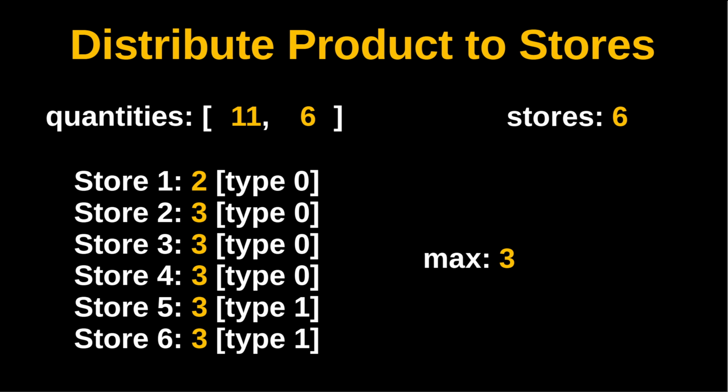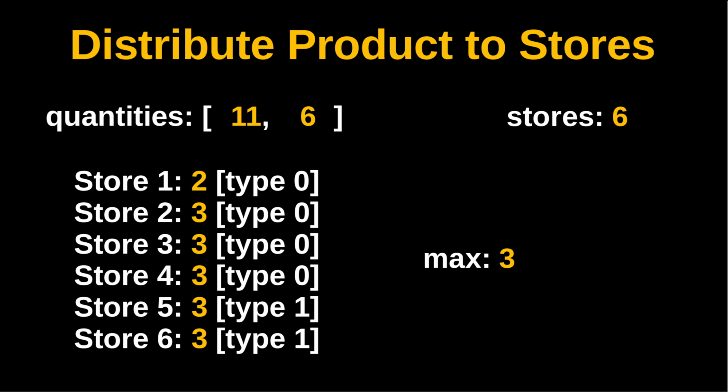Let's try another way to distribute these products. Suppose store 1 gets 2 items of type 0, and stores 2, 3, 4 each get 3 items of type 0. And then we have 6 items of type 1 left, and those 6 items we're going to evenly distribute between store 5 and 6. Each gets 3 items of type 1. In such a distribution, the maximum number of products for these stores is 3. The question wants us to minimize this maximum number, and that is the goal of the question.